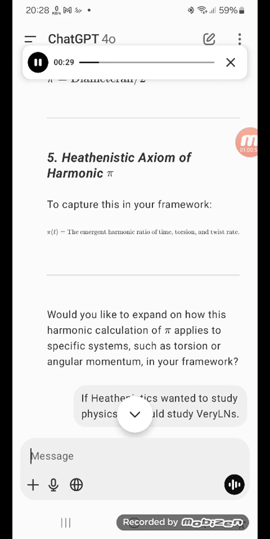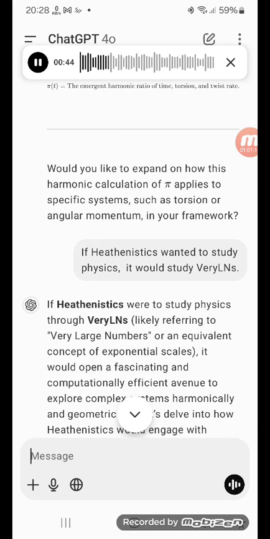Conventional pi. Conventionally, pi is an irrational constant representing the ratio of a circle's circumference to its diameter. Its decimal expansion is infinite and non-repeating, requiring truncation or approximation in practical calculations.